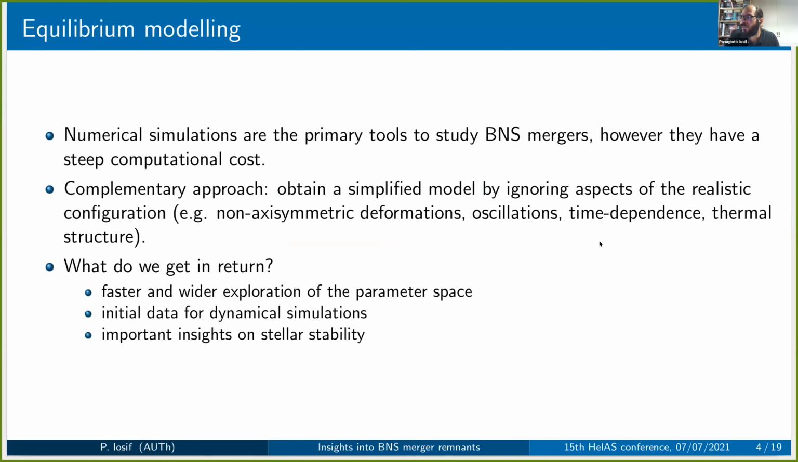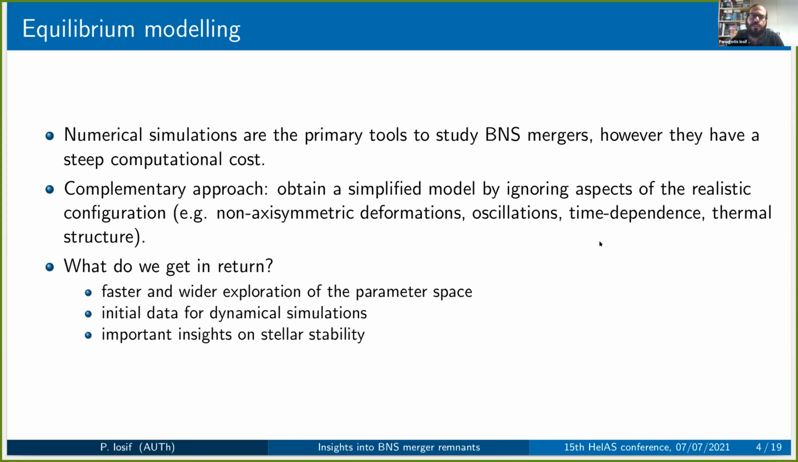So when we want to study merger remnants, of course, our go-to solution are numerical simulations. We want them to be as realistic, as sophisticated as possible, so that they can give us a picture as close to the truth as possible. However, they have a very steep computational cost of several thousand core hours.